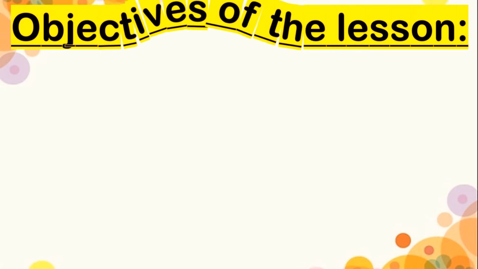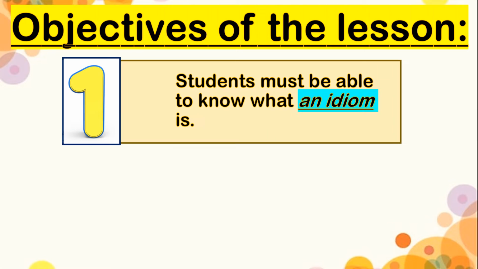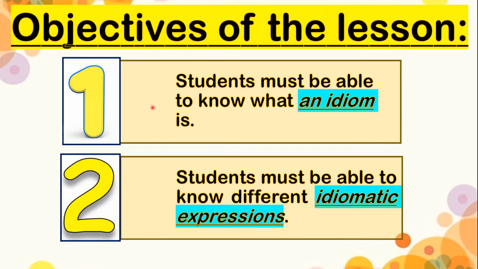Class, the objectives of our lesson for this week are the following. Number one, students must be able to know what an idiom is. And number two, students must be able to know different idiomatic expressions. So class, at the end of our online learning discussion, I am hoping that you already know what an idiom is and idiomatic expressions.